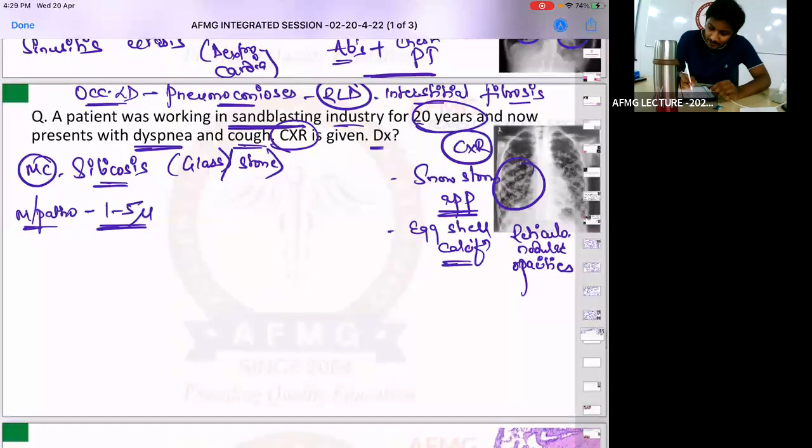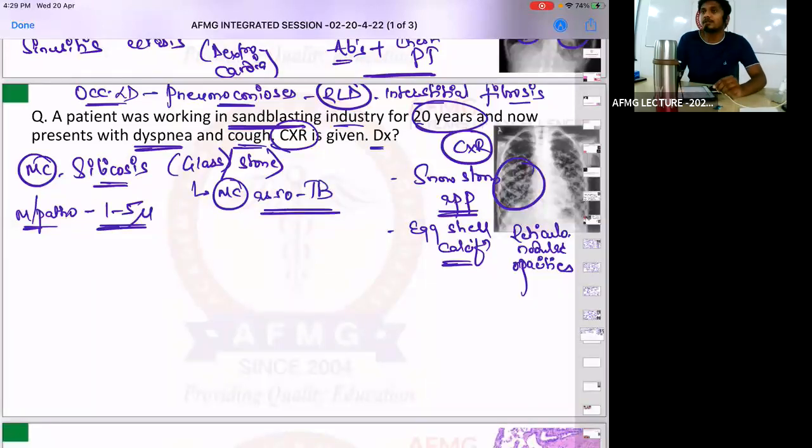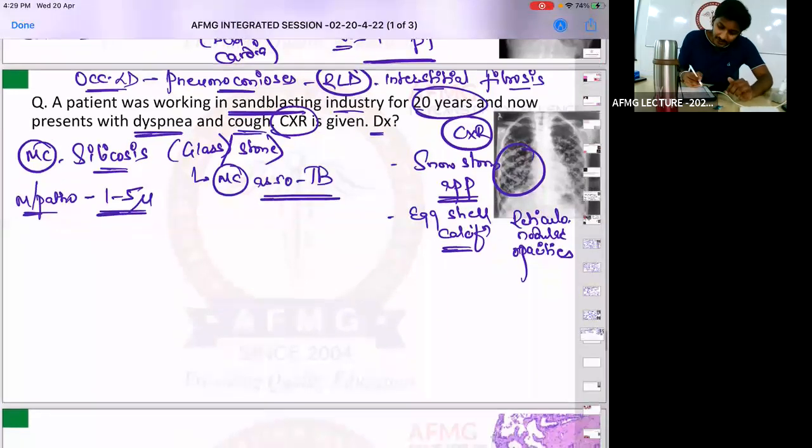Silicosis, please remember, is most commonly associated with which disease? Most commonly associated with tuberculosis. Therefore, it is termed silicotuberculosis in the patient. Next, if I say my patient was working in a cement industry or is a construction worker, the patient is more likely to develop asbestosis.